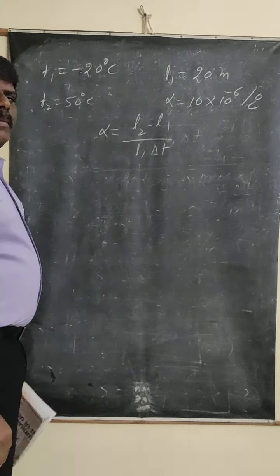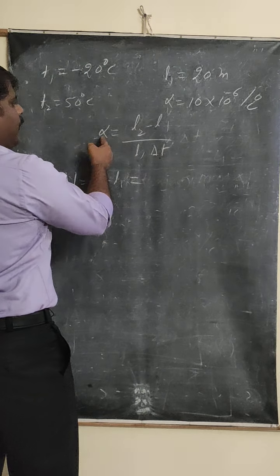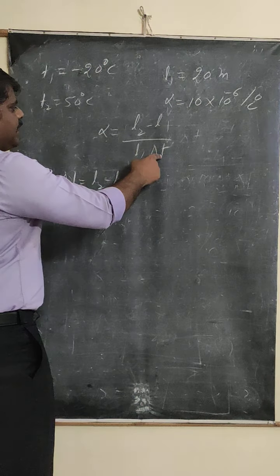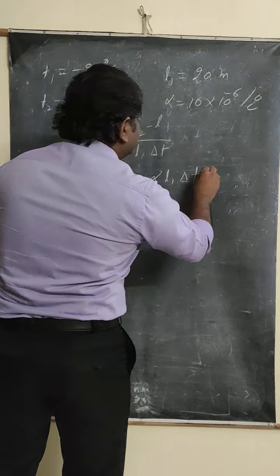In the formula, L2 minus L1 is the change in length. That implies delta L is equal to L2 minus L1, which is called the change in length or the change in gap. These two terms are going to be multiplied, L1 into delta T into alpha. That means you can write delta L equals alpha into L1 into delta T. This is the formula we are going to use here, and this delta L gives you how much gap you have to leave between the two concrete slabs.